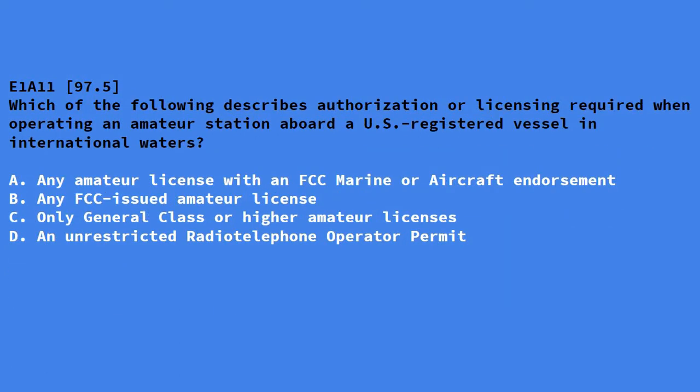E1A11, which of the following describes authorization or licensing required when operating an amateur station aboard a U.S. registered vessel in international waters? Answer is any FCC issued amateur license.